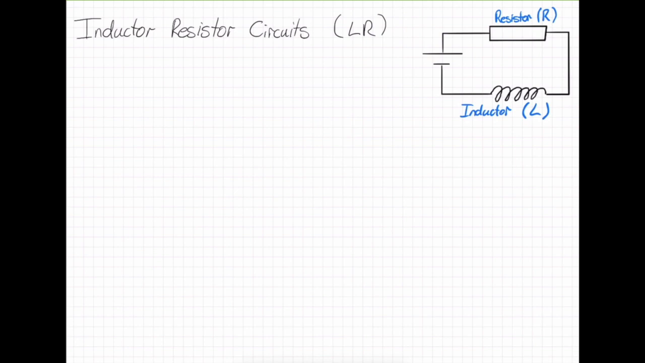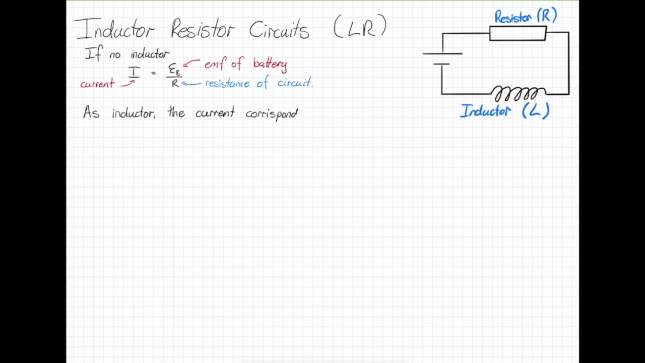When an inductor is in series with a resistor, the electrical flow changes due to Lenz's law. When the battery is connected, the current would be the EMF provided by the battery divided by the resistance of the circuit, if there was no inductor. As the inductor is in the circuit, the current in the resistor corresponds to the difference between the two EMFs, the constant battery and the variable inductor.